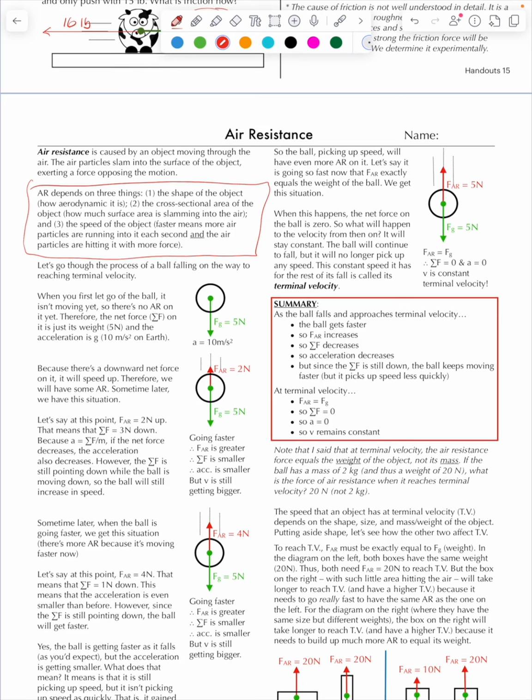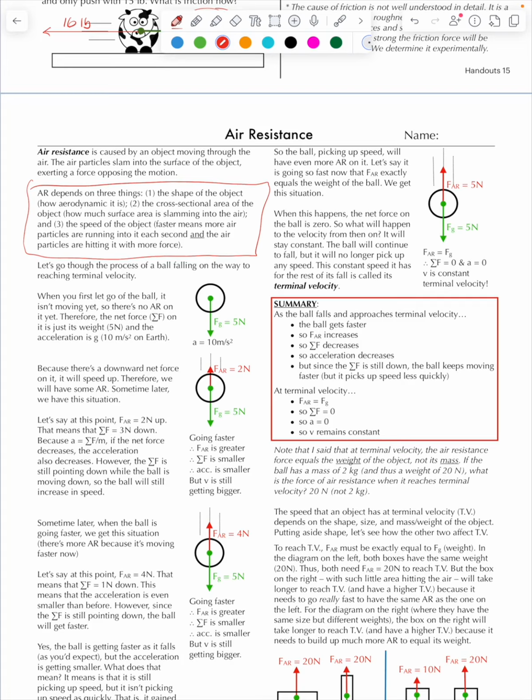But those are the three reasons that affect air resistance. And for speed, it actually affects it for two reasons microscopically. If an object is moving faster, that means it's running into more air molecules every second. And every little air molecule impact is exerting a force on it. So more air molecules striking it per second is one reason why speed affects the amount of air resistance.